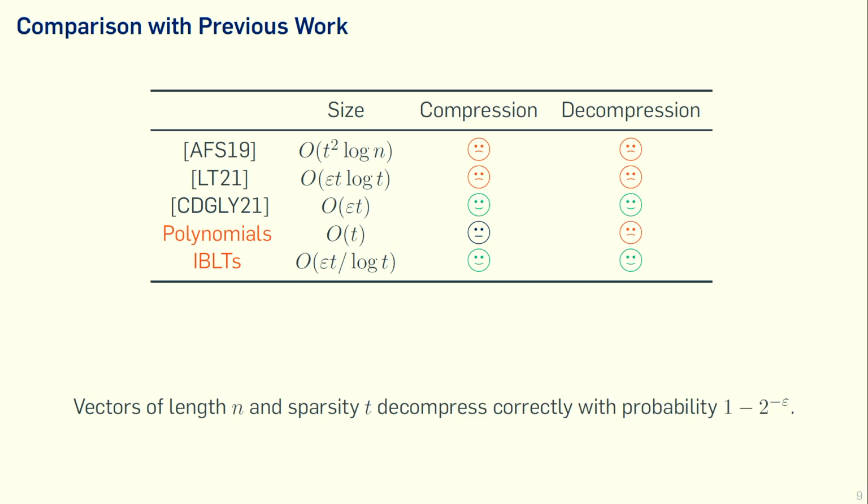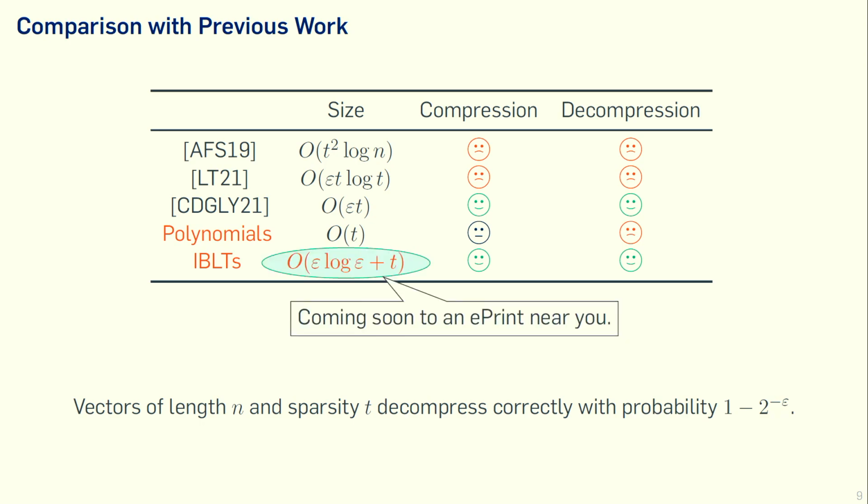Basically, we divide by log t there, which, for some size of t, makes it significantly smaller. And the very good news is that in very recent work of the same authors, which will be on ePrint very soon, we are able to give a new construction of IBLTs that is much more space efficient, and that allows us to bring this size down to actually epsilon log epsilon plus t. So now we no longer multiply epsilon with t, which gives us a much better compression.